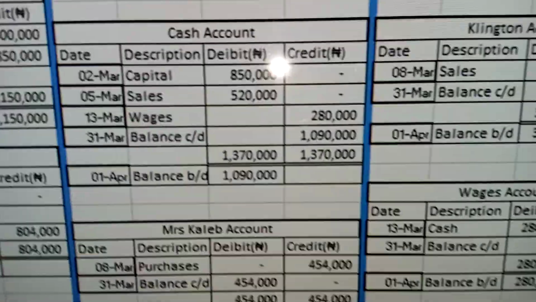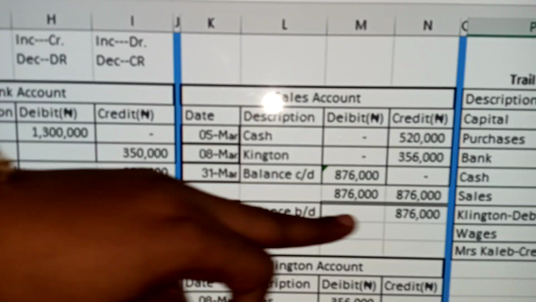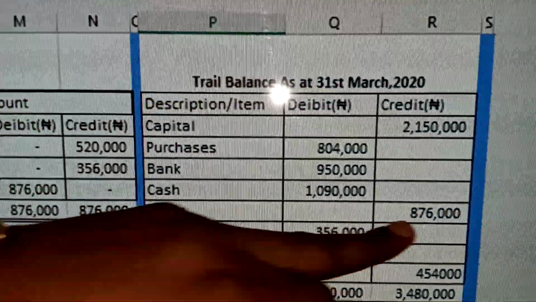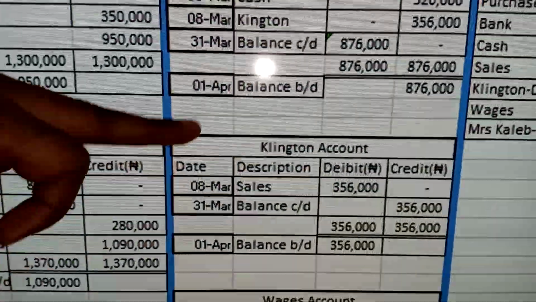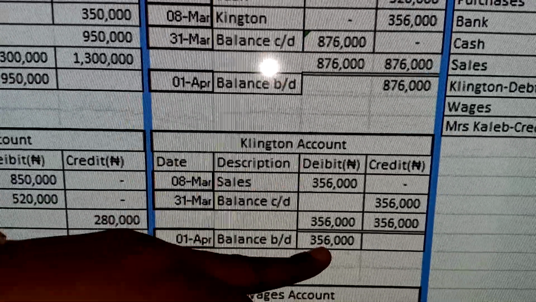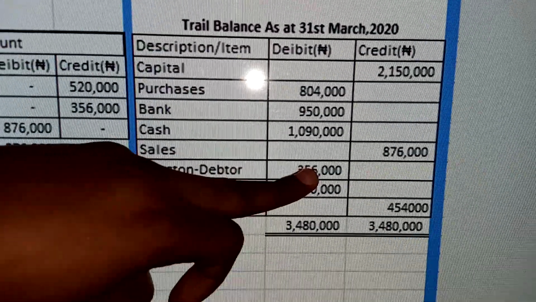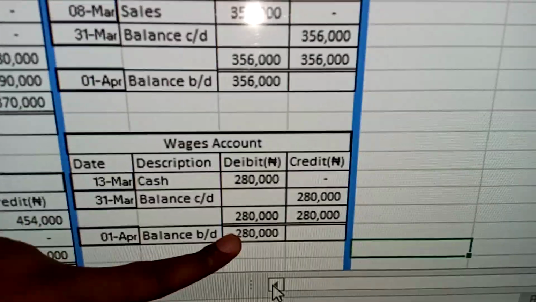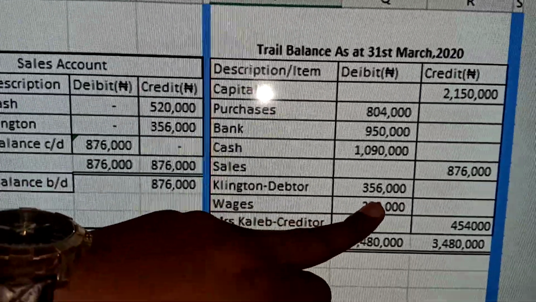So let's go. We have sales. Sales here has a credit balance, so it will appear in the credit side of the trial balance. We have sales here, 876,000. So we have Clinton. Clinton here, the balance brought down is where? In the debit side. So it has a debit balance. So Clinton is a debtor. It will appear in the debit side of the trial balance. Clinton, debtor here, 356,000. Wages has a balance brought down in the debit side. So that means it has a debit balance. It will appear in the debit side of the trial balance. Wages here, we have 280,000 in the debit side.